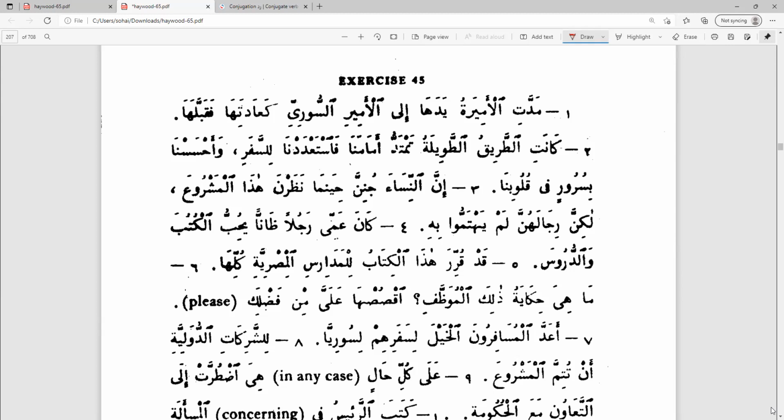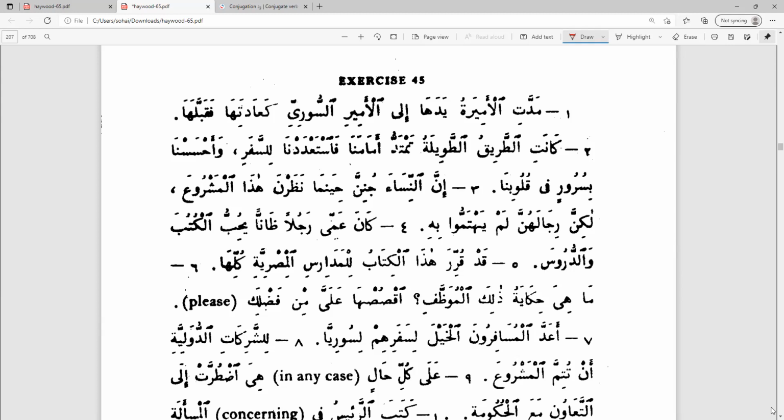Or like a custom. Like a custom. Faqabbalaha, to meet her or to greet her. So she has stretched out her hand for the Syrian prince, as a custom, to kiss her or something like that. So he kissed it. So she stretched her hand. So he kissed her hand.